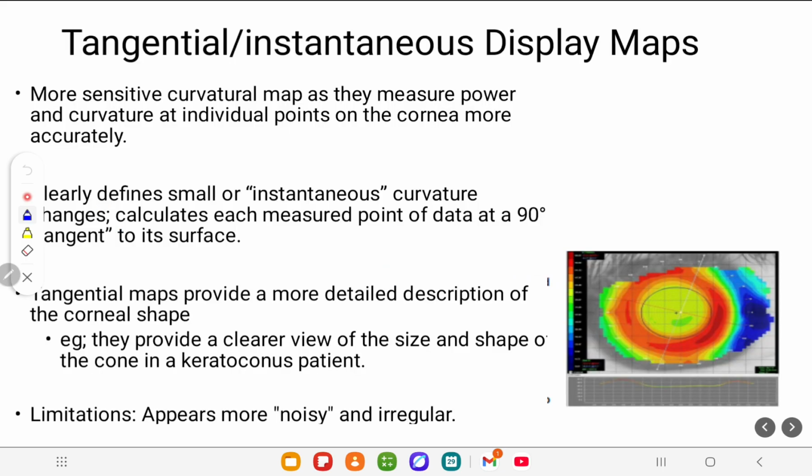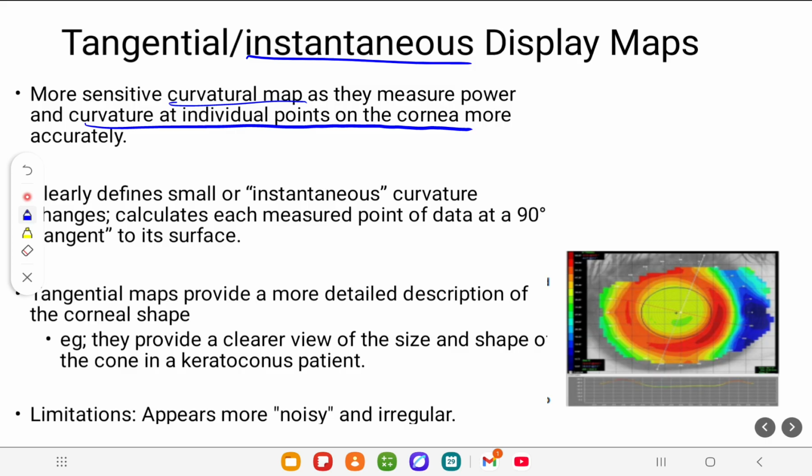So now we come to the tangential or instantaneous. Another name for the tangential is instantaneous. Okay, it is more sensitive to curvature, as it measures the power and the curvature of individual points of the cornea more accurately. It's very important. Actually, it measures the power and the curvature of any corneal point independently of the others. In the case of the axial map, we have to have a single axis and we have to draw that radius up to that axis. But here is a different case.